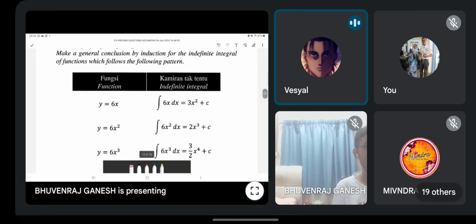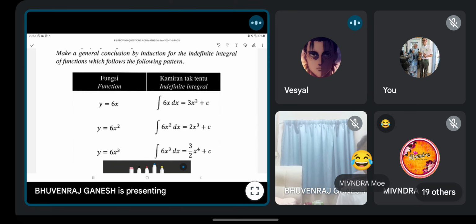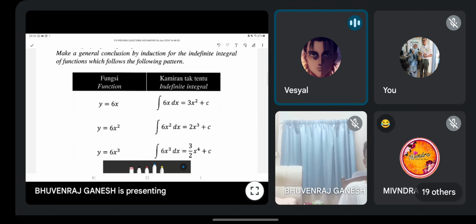So the question asks us to make a general conclusion by induction. So just a quick English lesson. There's two things: deduction and induction. Deduction means your final answer will be specific, so there's a value. But induction means you must find a formula lah. So what we're doing in this question is actually finding the formula by looking at the terms.